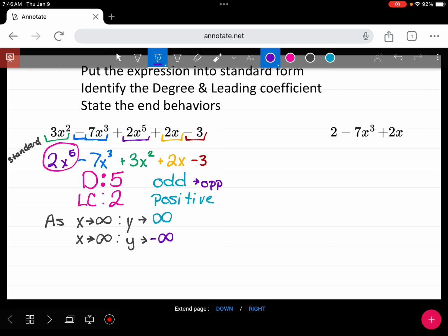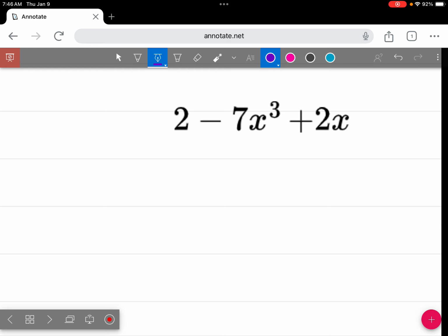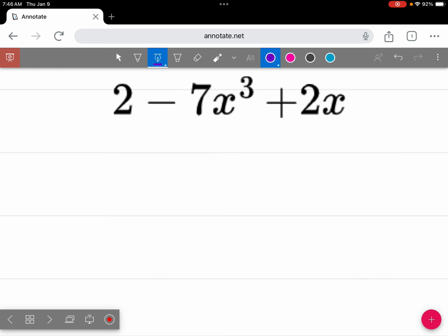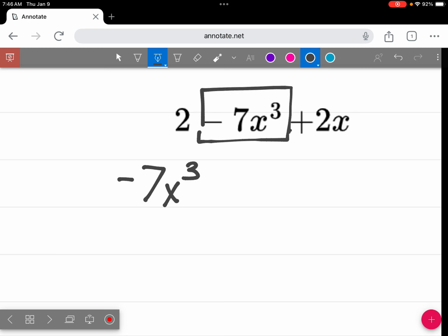One more like this. Let's do the right one. What is our first term going to be in our standard form? What are we going to start with? Yes, that negative 7x cubed goes in front. That has my biggest exponent. That is going to be our first term when we're putting this in standard form.